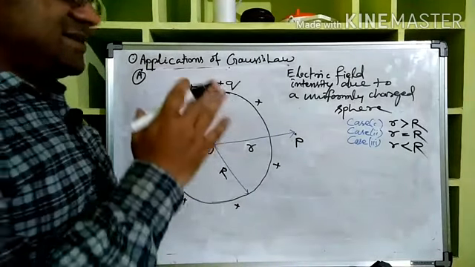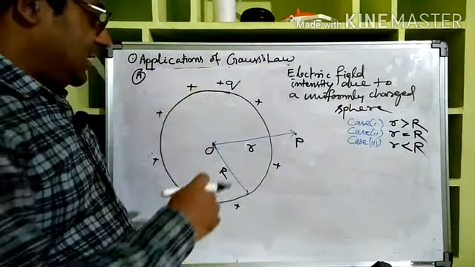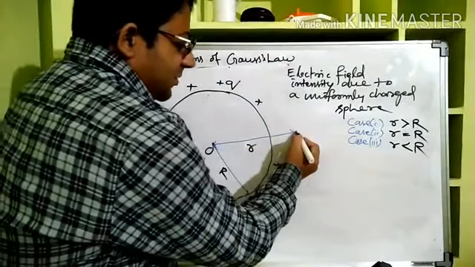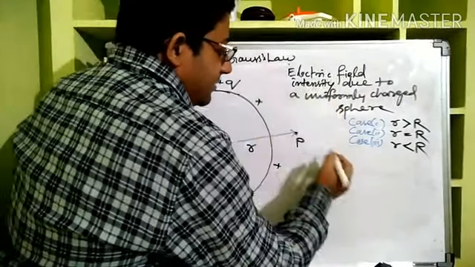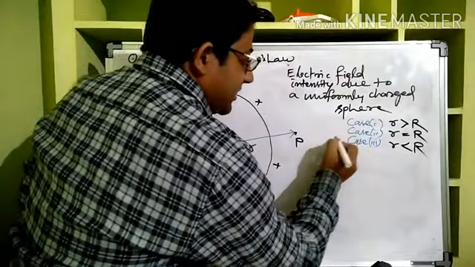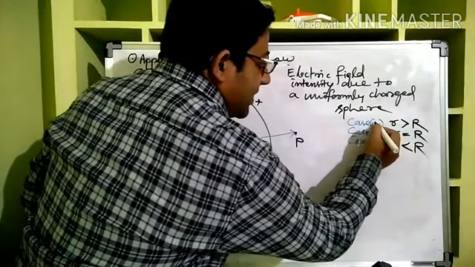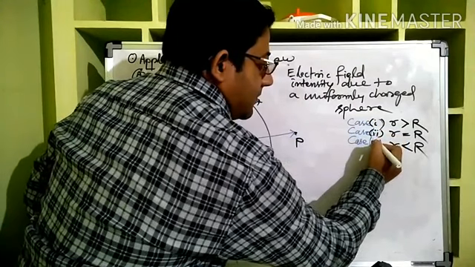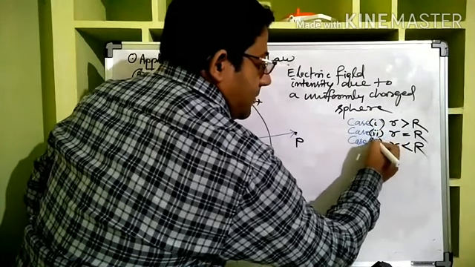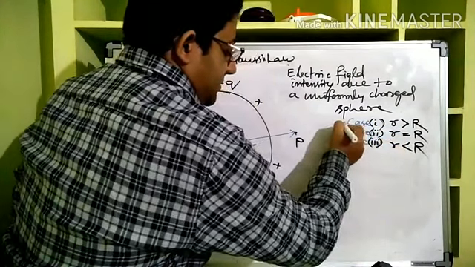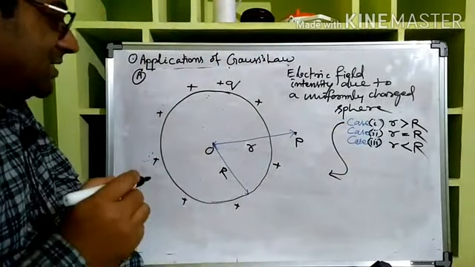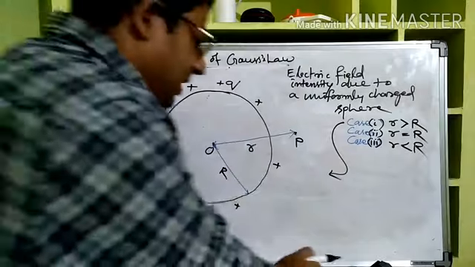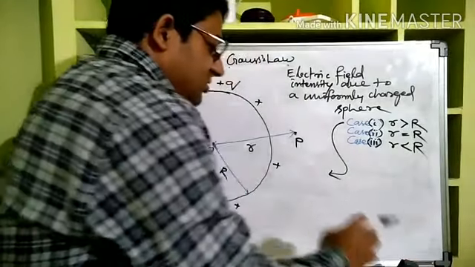Now, let us see systematically one by one. Suppose the point is located where small r is bigger than capital R. We are taking up case 1. Now in case 1, I hope that you are having the Gauss law in mind already.